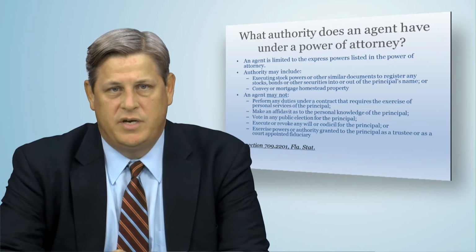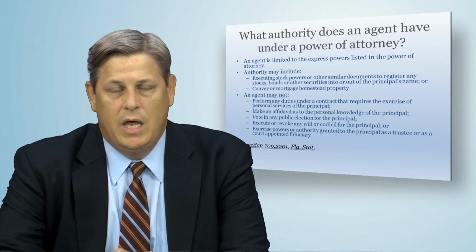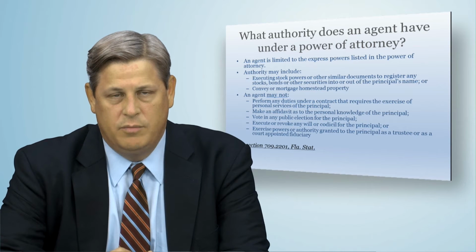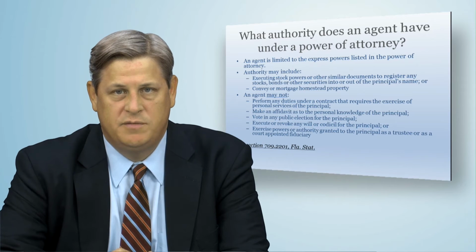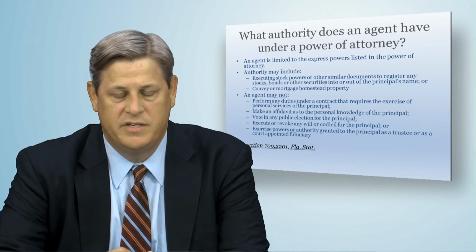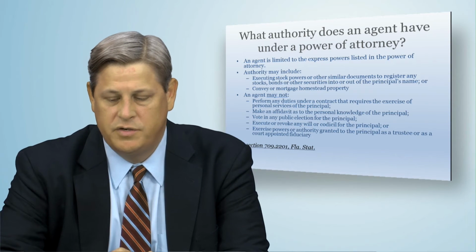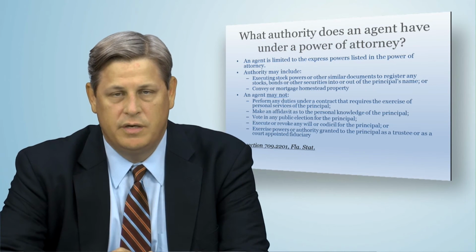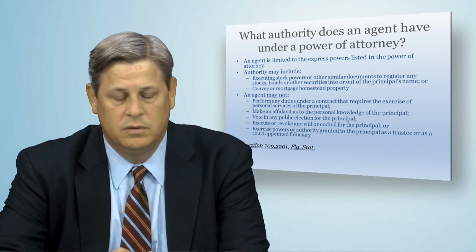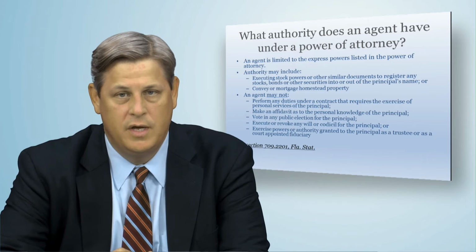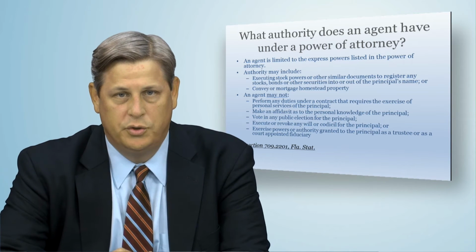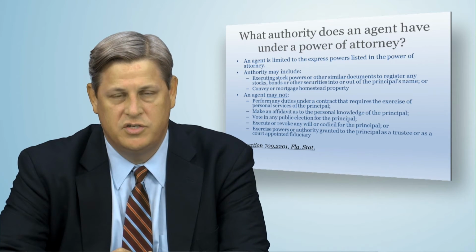Now, what authority does an agent have under a power of attorney? It's important when you are looking at the document itself to look at what it says, because the agent is limited to the express powers listed in the power of attorney. As I mentioned earlier, it may say that the power of attorney is exclusively to give the agent the ability to sell the principal's automobile. Well, that's all that the agent is authorized to do under that power of attorney. That doesn't give them carte blanche to start writing checks off of the principal's bank account, or to be making gifts to the principal's children, or worse yet, to the agent's children.